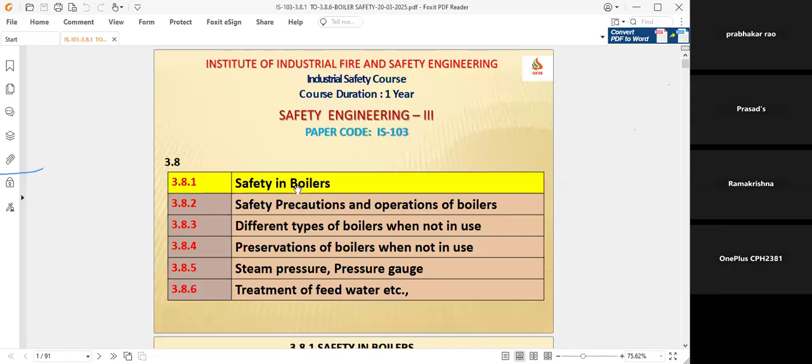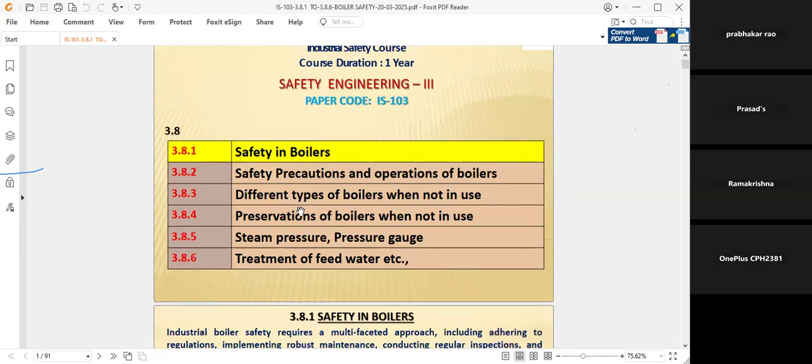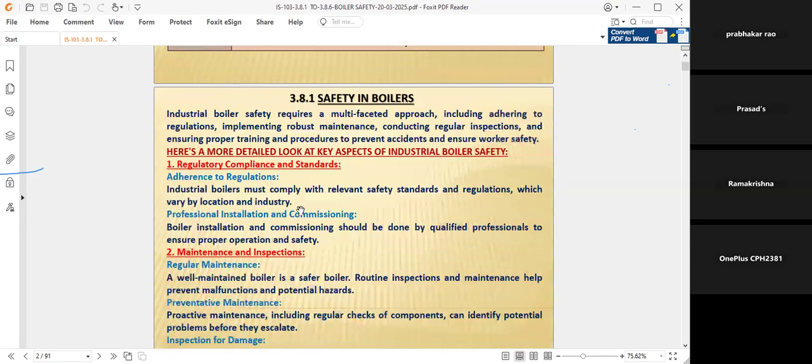Now first we will take the safety in boilers one by one. Safety in boilers here means industrial boilers. We are talking only about industrial boilers. Industrial boiler safety requires a multi-faceted approach, including adhering to regulations, implementing robust maintenance, conducting regular inspections, and ensuring proper training and procedures to prevent accidents and ensure worker safety.